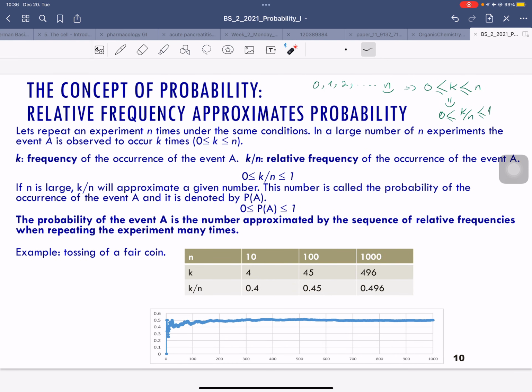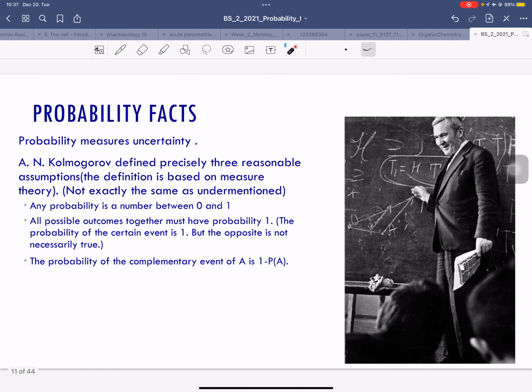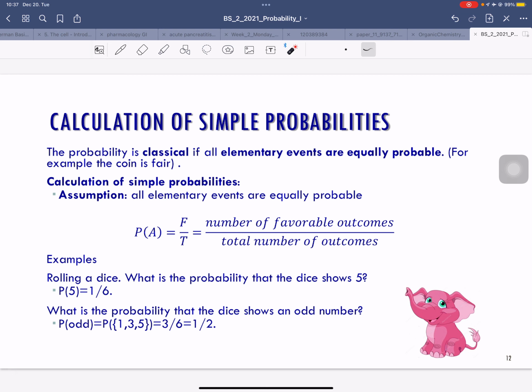When the number n is very big, we can say k over n converges to P(A). Now we find P(A). P(A) equals F per T in the formula. What is the formula? In this formula, we can see the number of favorable outcomes to the total number of outcomes. Okay, this is the classical probability.